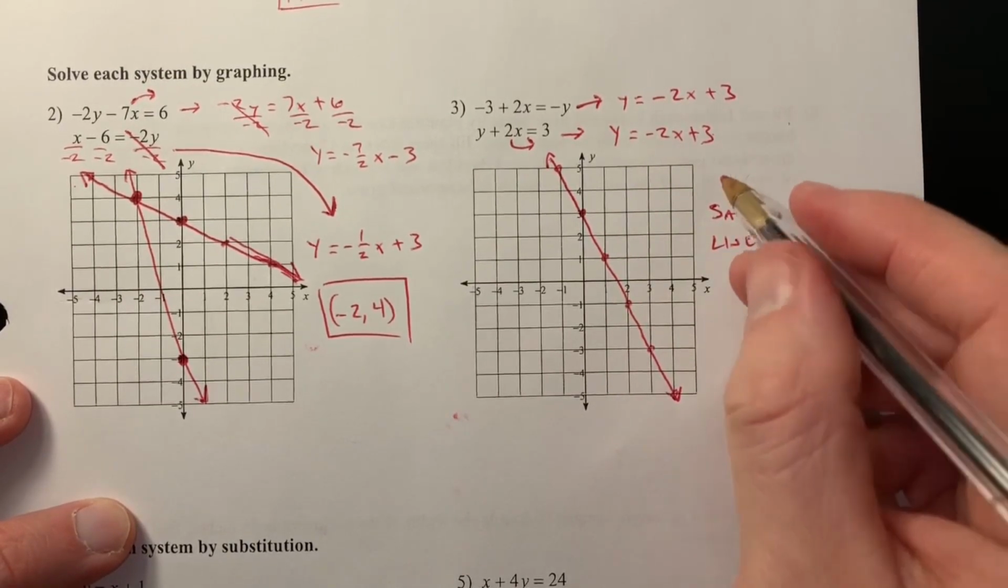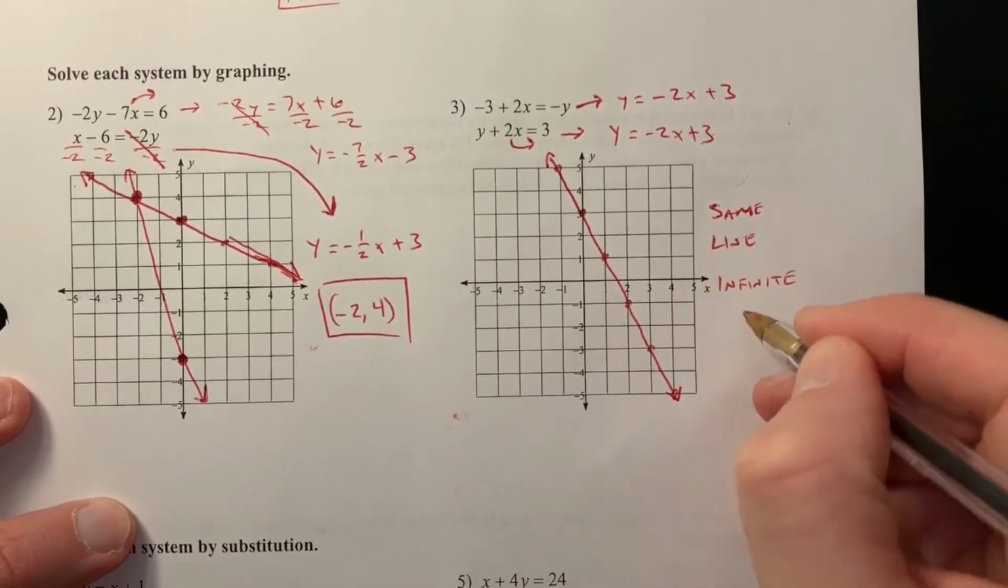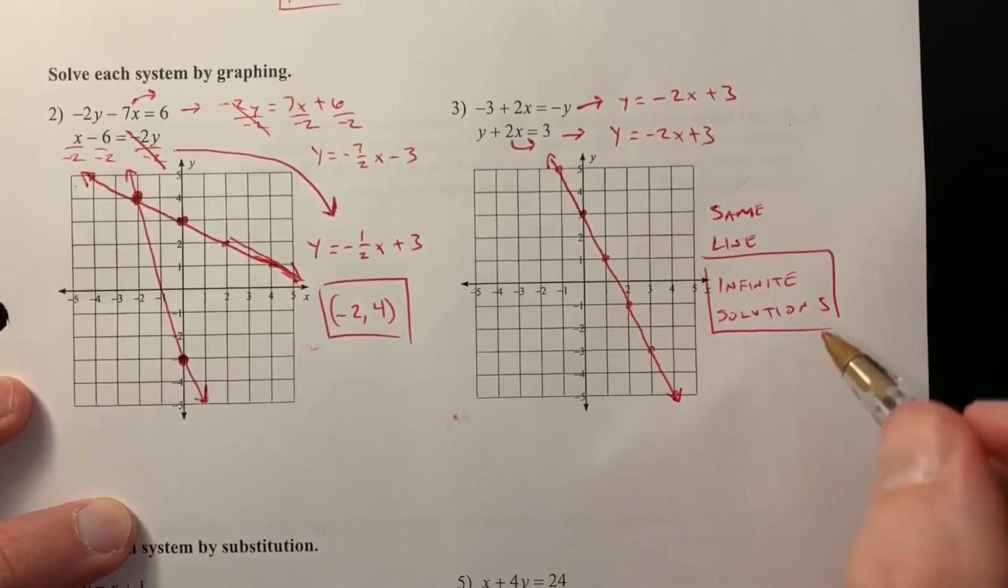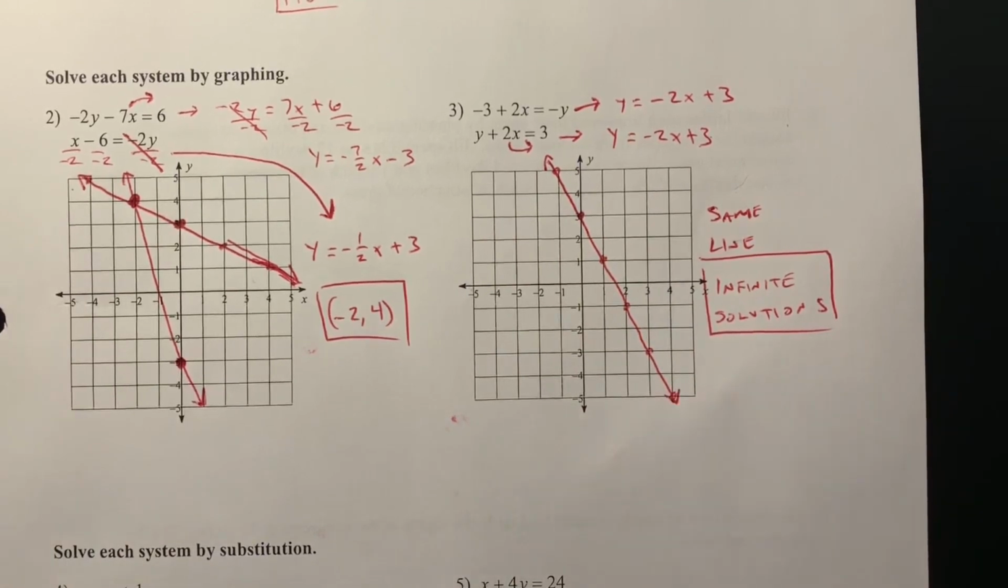Okay, so when one line falls right on top of the other, that means there's an infinite number of solutions. So any point that falls on that line is a solution to that system of equations.